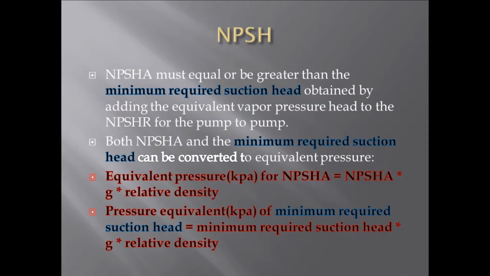Equivalent pressure in kPa for the net positive suction head available equals the net positive suction head available in meters times G times relative density. The pressure equivalent in kPa of minimum required suction head equals the minimum required suction head in meters times G times relative density.